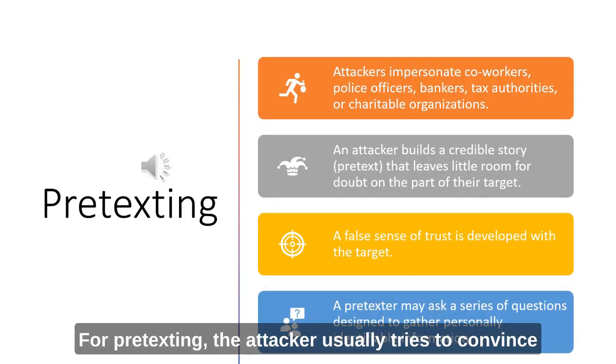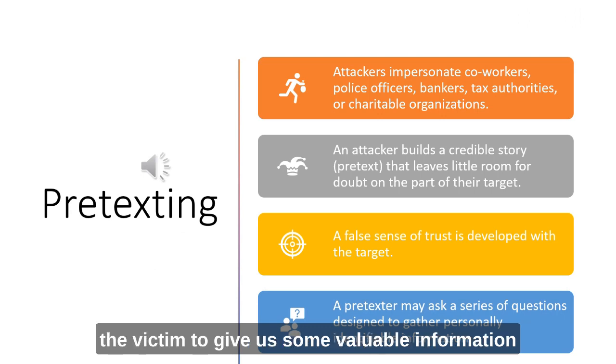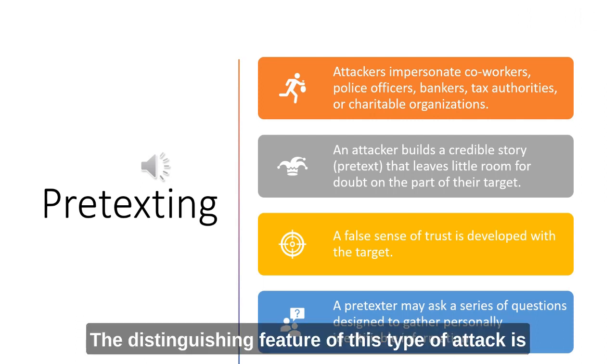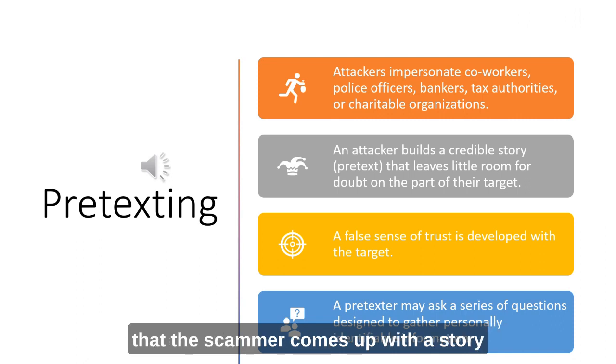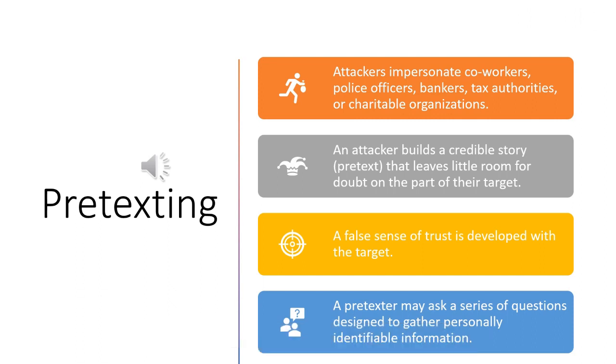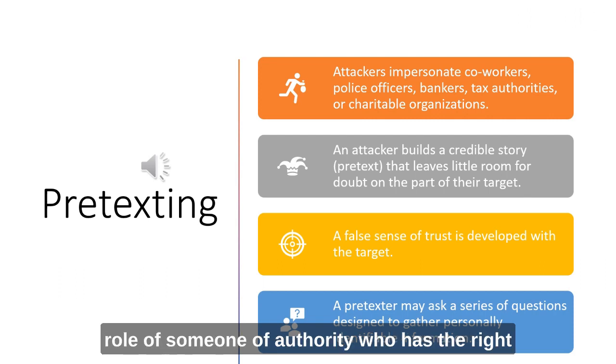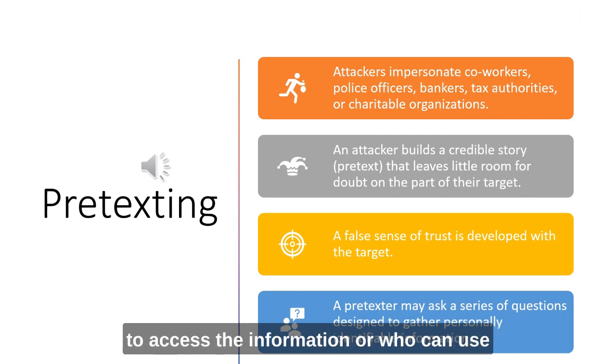For pretexting, the attacker usually tries to convince the victim to give up some valuable information or access to a server or system. The distinguishing feature of this type of attack is that the scammer comes up with a story or pretext in order to fool the victim. The pretext generally casts the attacker in the role of someone with authority who has the right to access the information, or who can use the information to help the victim.